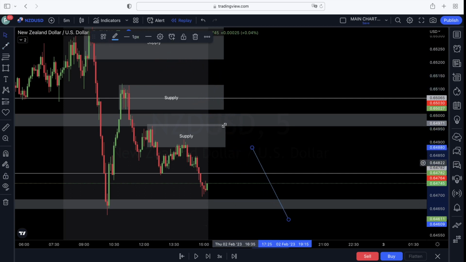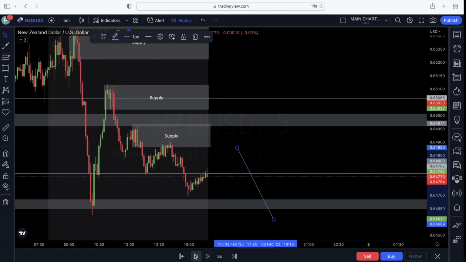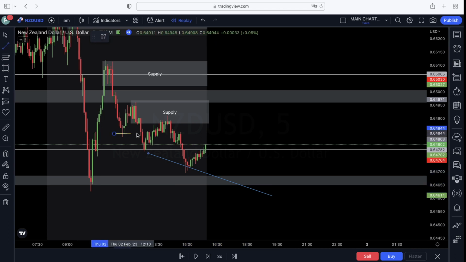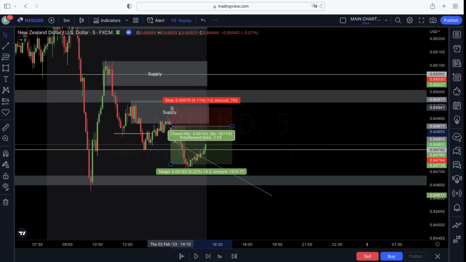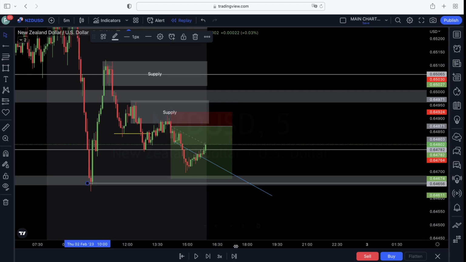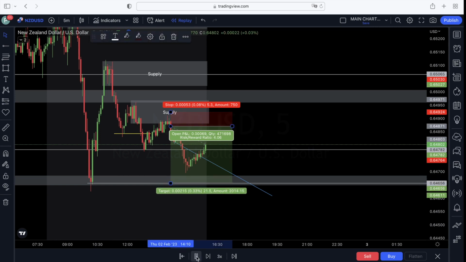Okay, maybe not today, but it's going to do it. So yeah, this supply here was formed. The market broke structure right here. Okay, came back into the zone. We got in the trade right here for a short position. Stop loss right above the last high, aiming for this zone here. That's what we've been aiming for. Let's see what happens.